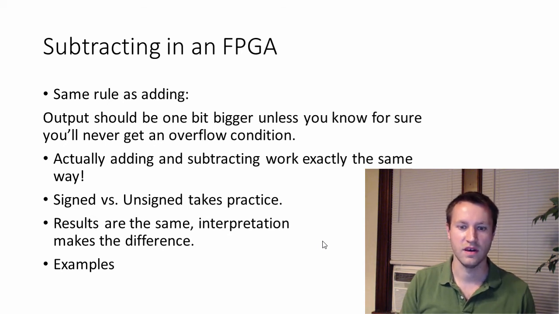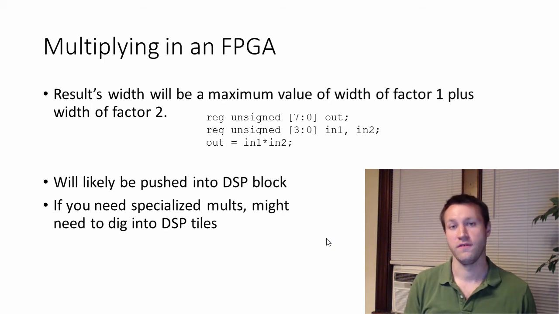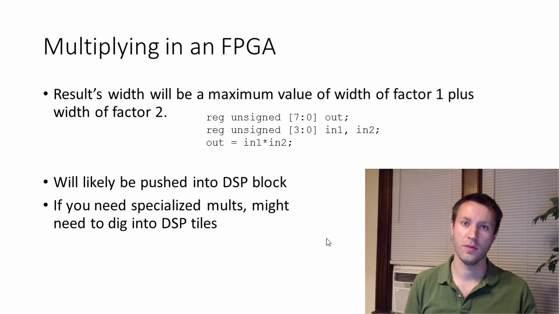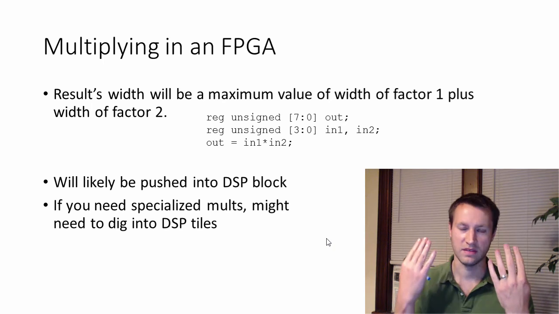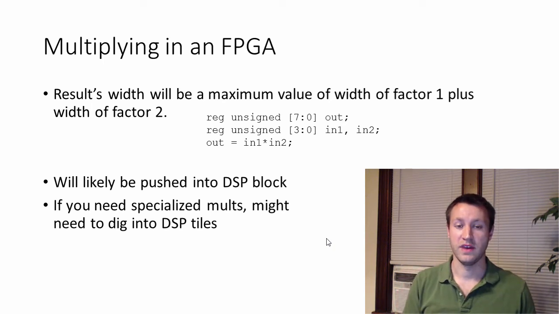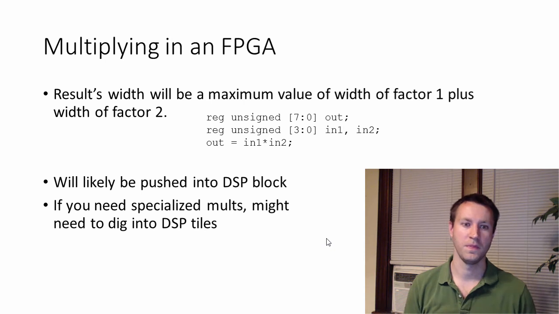Again, a lot of these details are kind of abstracted away from you. Okay, multiplying. The rule for multiplication is that the width of the result will be a maximum of the width of factor 1 plus the width of factor 2. So if factor 1 is a 4-bit number and factor 2 is a 4-bit number, add them together: 4 plus 4 is 8. The output needs to be 8 bits wide. That's the maximum possible value. If you have a 2-bit times a 4-bit, the output needs to be 6 bits total. Pretty cool. Simple rule.